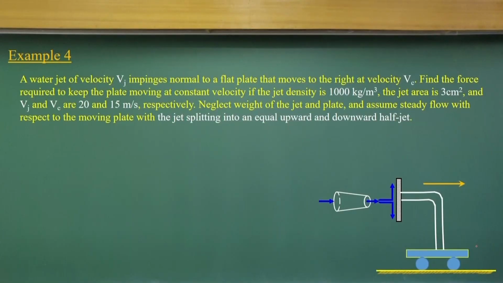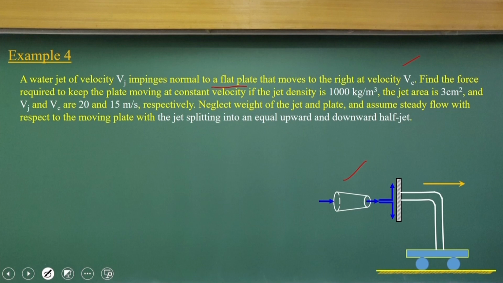Now, let us take another example, again a simple one, but this time the control volume is in moving conditions. That means we are going to solve moving control volume problems. Let me have a water jet impinging normal to a flat plate that moves to the right with a velocity Vc. That means the plate is moving with velocity Vc.